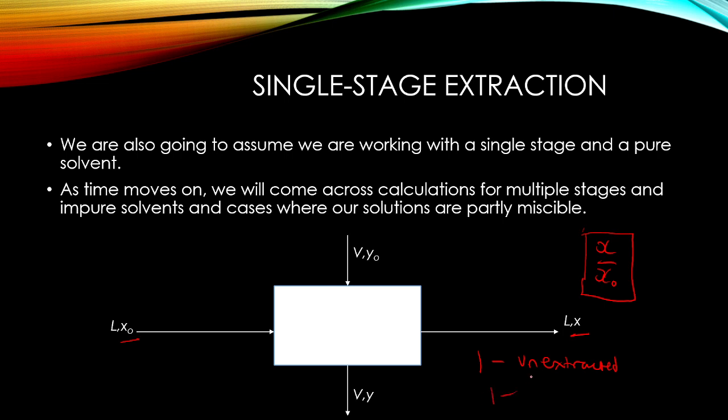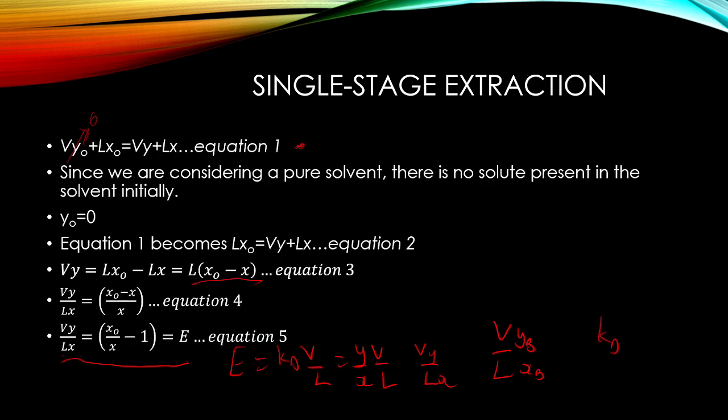So that's going to be 1 minus x over x naught. Now, it's just going to be the fraction of what was coming out in the raffinate divided by the fraction of what was coming in with the carrier. So keep that in mind because we'll need it, especially when we move to multiple stages.